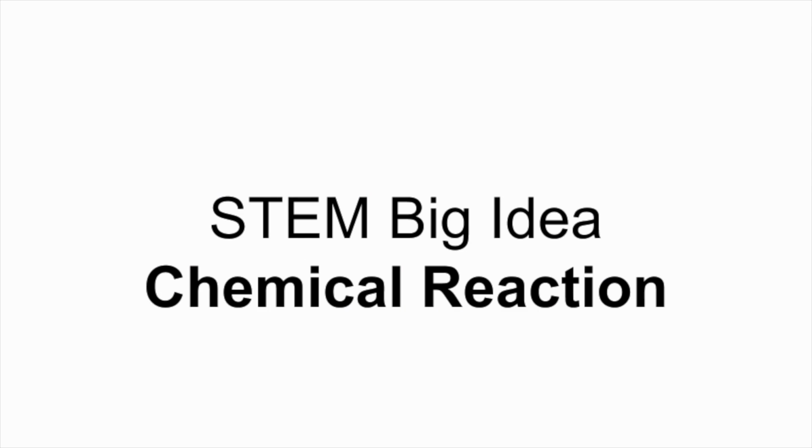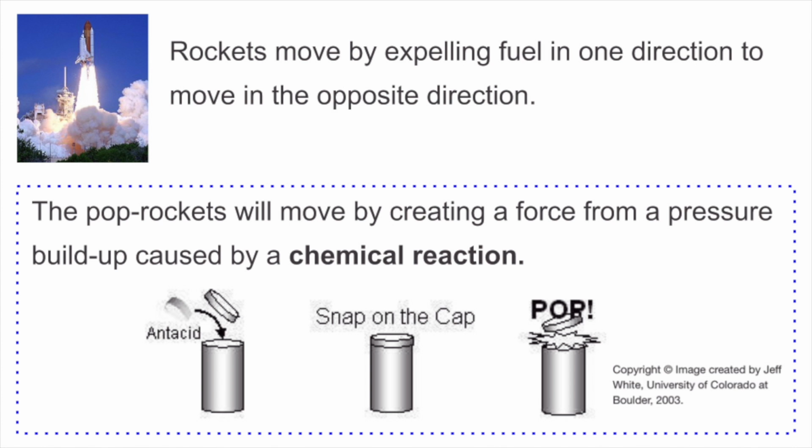The STEM big idea for this activity is chemical reaction. Rockets travel by expelling fuel in one direction, which moves the rocket in the opposite direction. In this activity, learners will simulate this movement by creating pop rockets. Adding an Alka-Seltzer antacid into water produces carbon dioxide. This is similar to the reaction that happens with vinegar and baking soda.